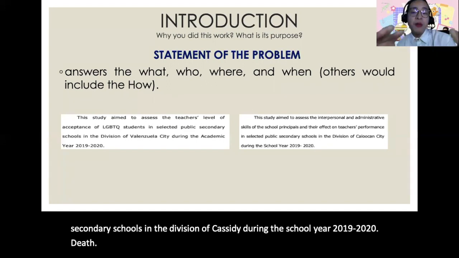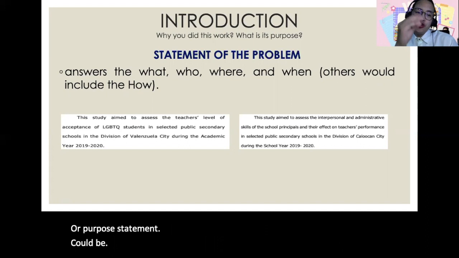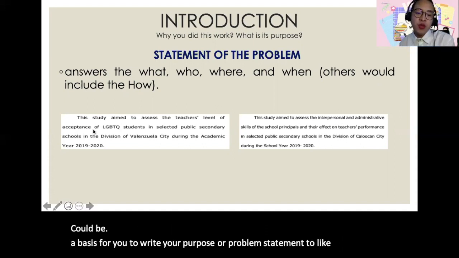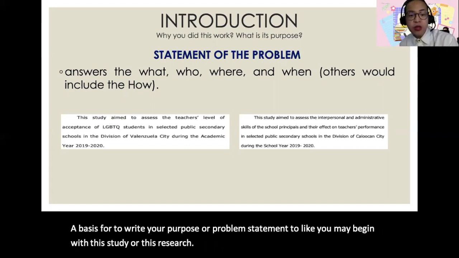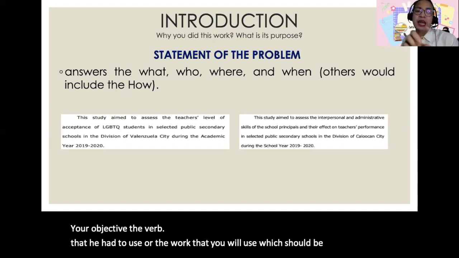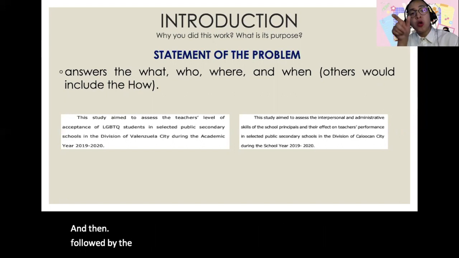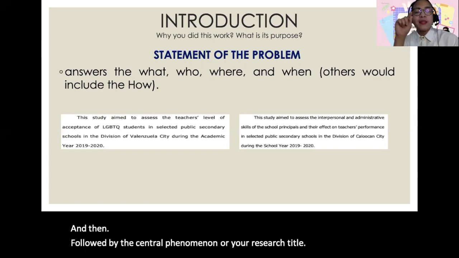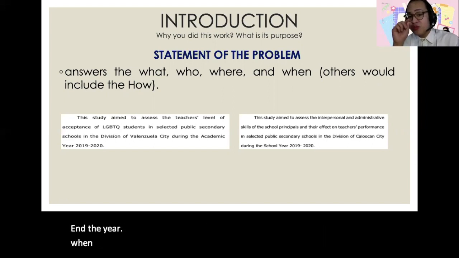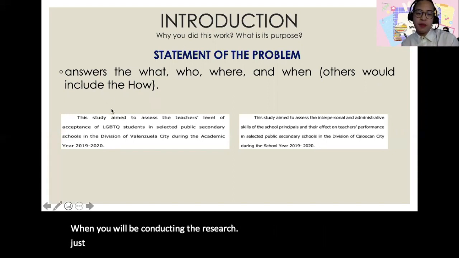This problem statement or purpose statement could be a basis for you to write your purpose or problem statement too. Like you may begin with this study or this research aimed to, your objective, the verb that you will use, which should be smart, and then followed by the central phenomenon or your research title, the participants or respondents, the place, and the year when you will be conducting the research. Just follow this format.